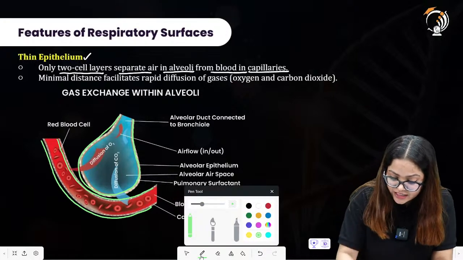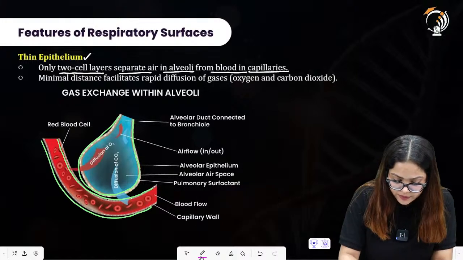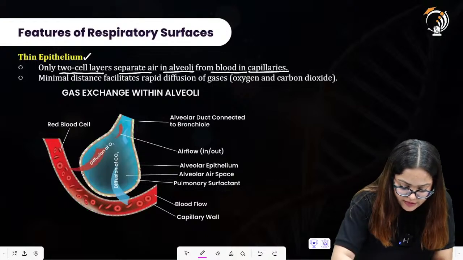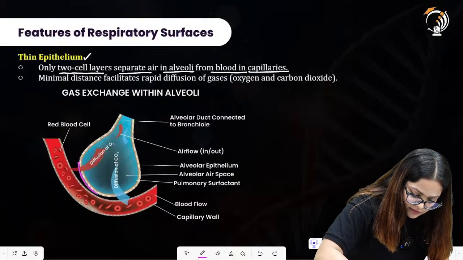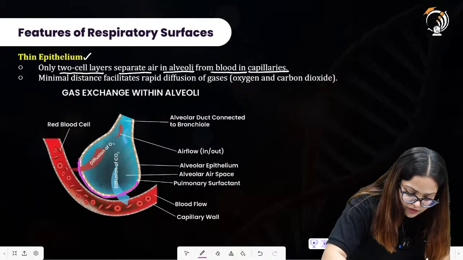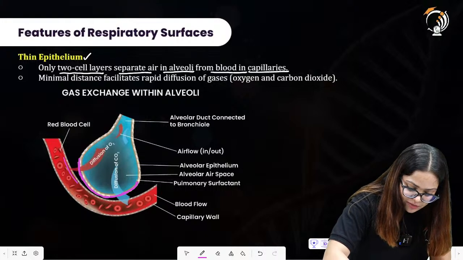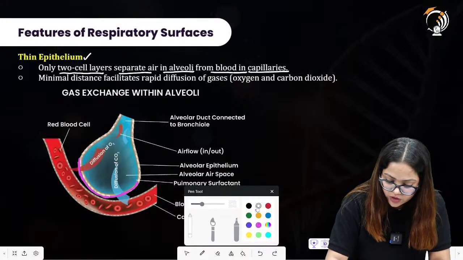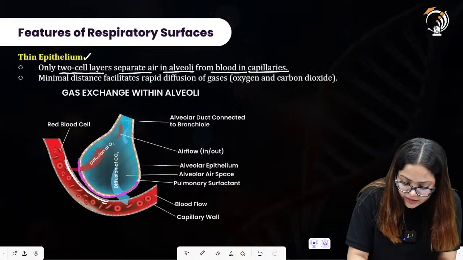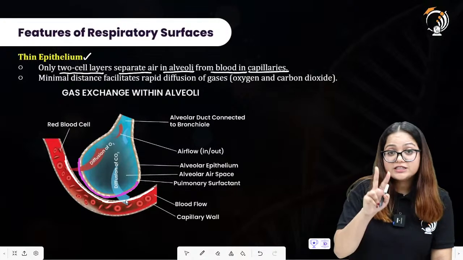So one epithelium will be that of the alveoli itself. Here, this region, let me erase it. Yes, this region will be the first layer the air will be encountering, and then it has to cross the epithelium of this blood vessel, or the blood capillary, to enter into the bloodstream. This is the other layer here. Alright, so these are the two layers.